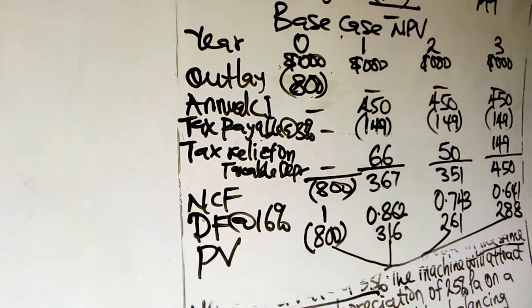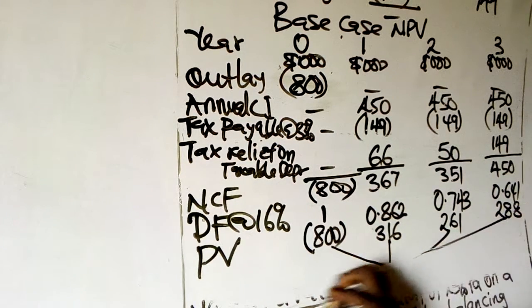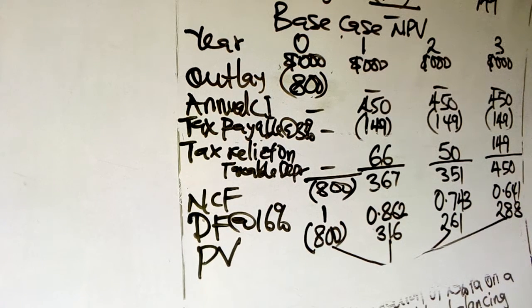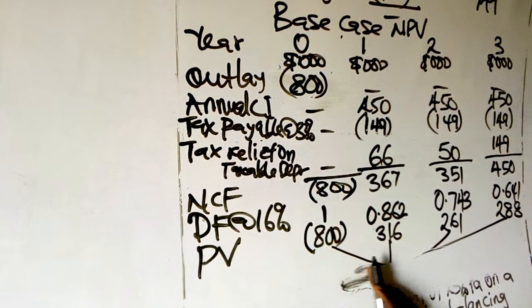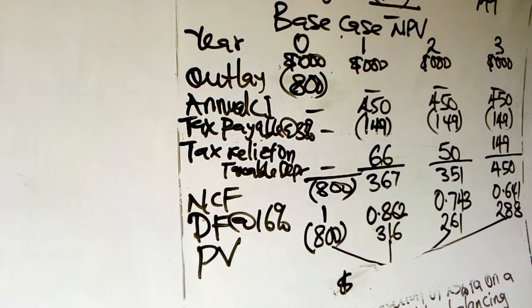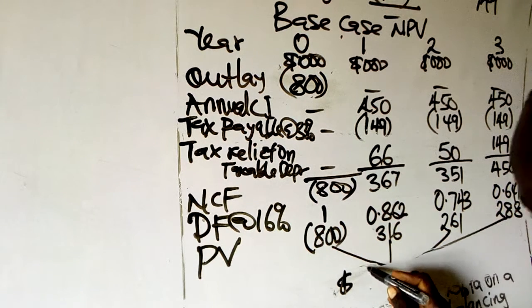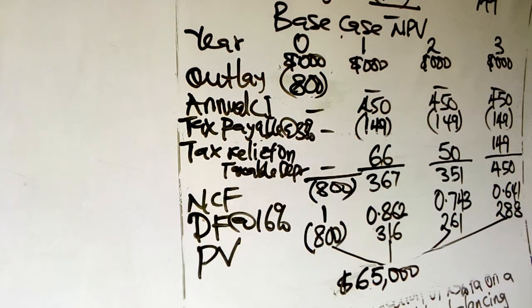So the total of our PV is 65,000 positive. That is our PV.